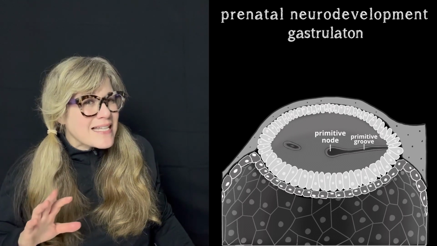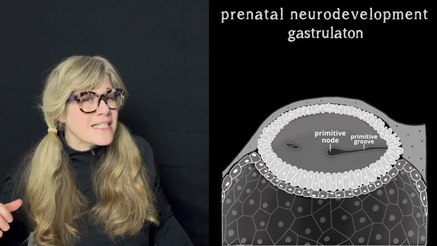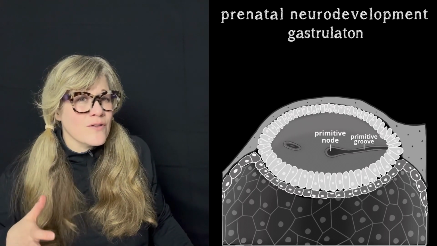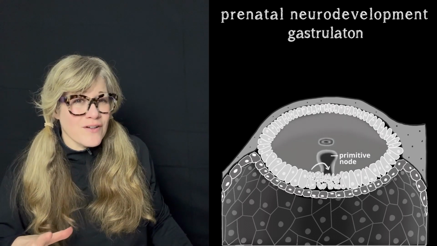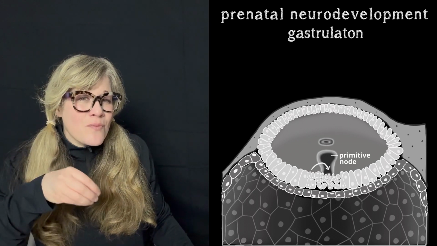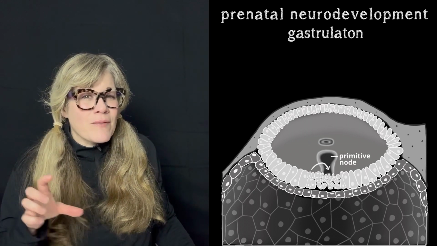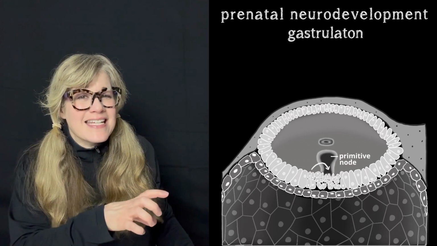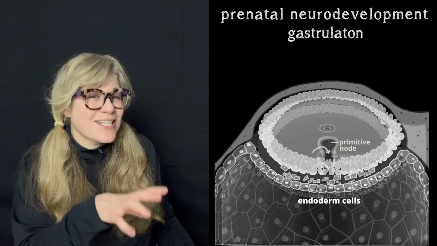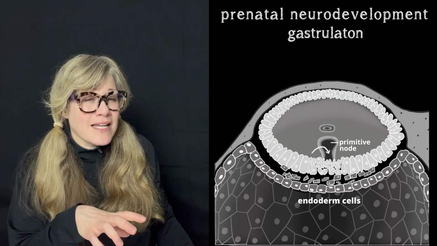The epiblast cells along the perimeter of this primitive groove start releasing growth factors that trigger the epiblast cells on either side of the groove to let go of each other. This allows those epiblast cells to migrate inward into the groove and move beneath it. Then they migrate from the caudal end to the cranial end, invading the hypoblast layer and differentiating into endoderm cells. And they eventually replace the entire hypoblast layer.